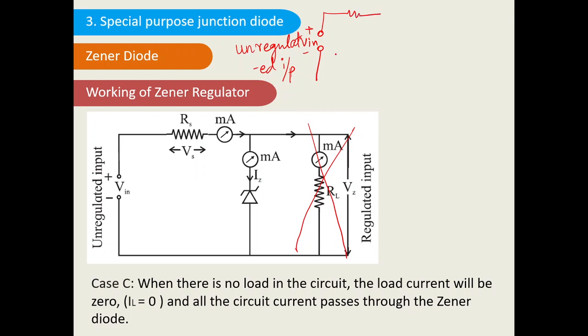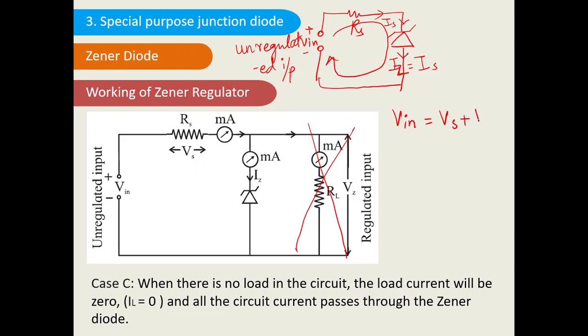What we are supposed to do is protect this Zener diode from getting damaged. Because nothing is there, the total current will be flowing through the circuit, so the IZ value will be equal to the IS value. See here, IS is the current in this branch and the current in this branch is IZ. So IZ and IS both values will be the same. This is the value of RS. What is the input voltage here? Input voltage V in is nothing but Vs plus Vz.